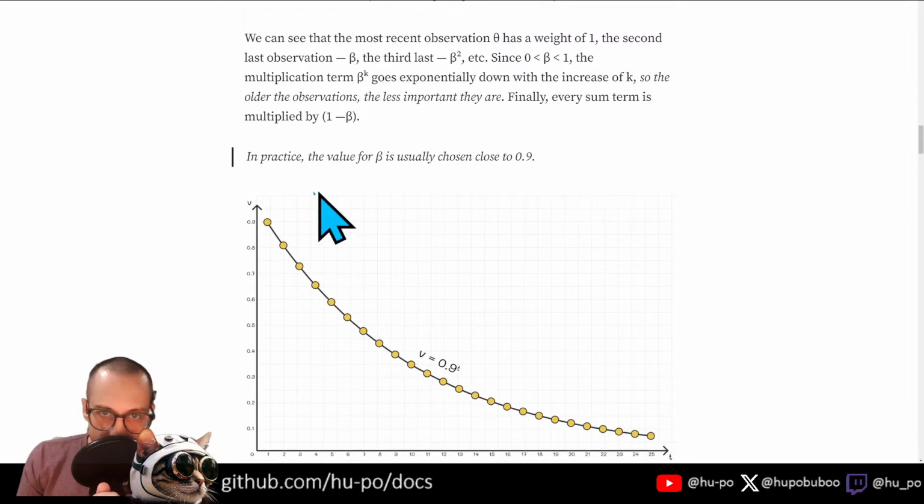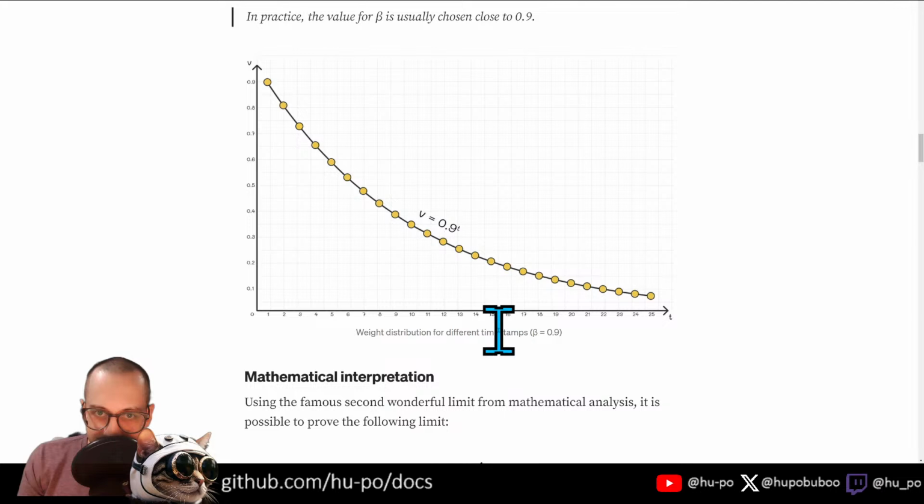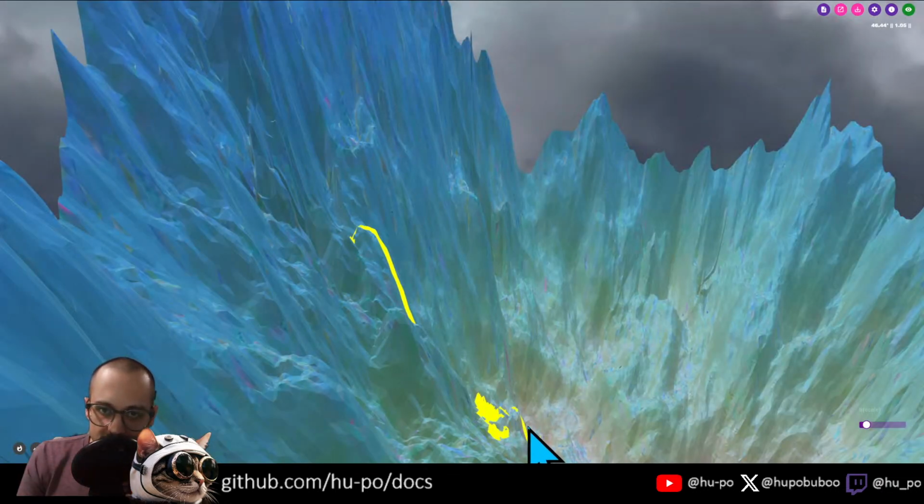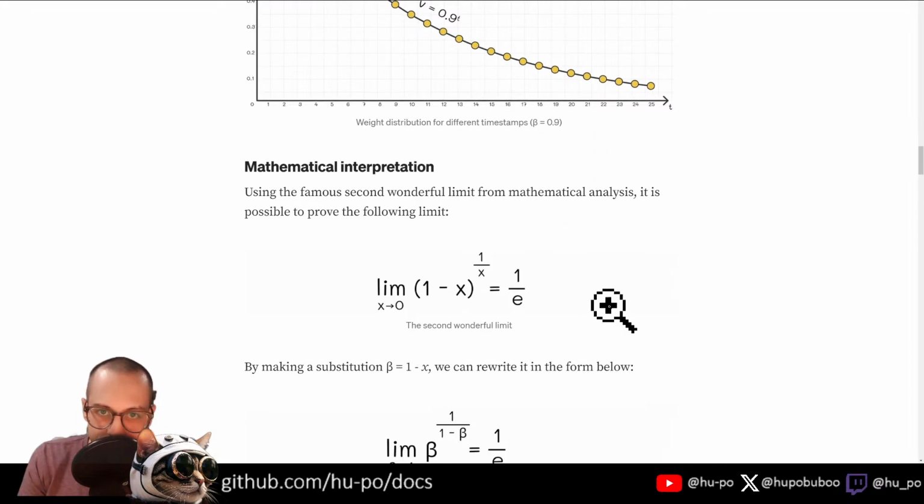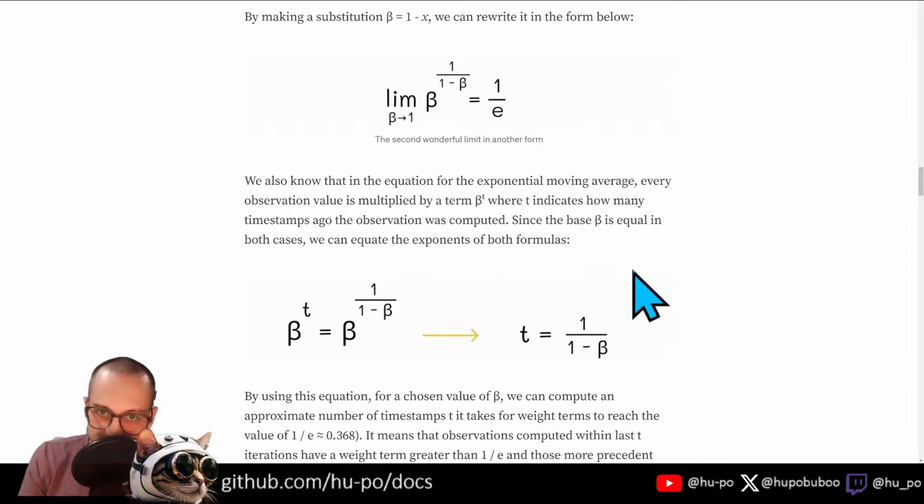Let's keep going. In practice, the value for beta is usually chosen to be close to 0.9, which is what we're doing here. They said beta of 0.9. And when you have a beta of 0.9, you can see the weight distribution for different timestamps. The closer your timestamp is, the more it's going to impact the momentum. It's a way of saying the steps that are closer to me in time matter more than the steps that are further away. So when I'm here, I care about the previous couple of steps I took rather than the steps up here. There's a recency bias that you're putting in with EMA. And the reason it's called exponential is because if you take the limit of this, you get that e in there. That's where the exponential comes from.